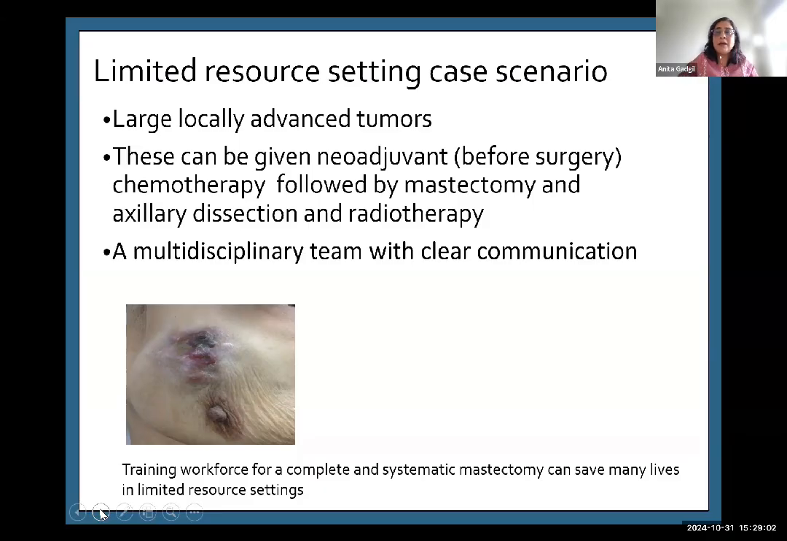I just read a question in the question box asking whether we need training for breast conservation therapy and oncoplasty. Of course, that is very important to reduce morbidity, but equally important is to perform a good quality mastectomy, and that can save many lives within the given resources.